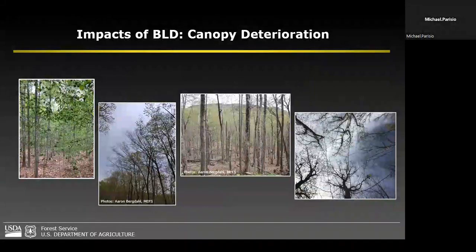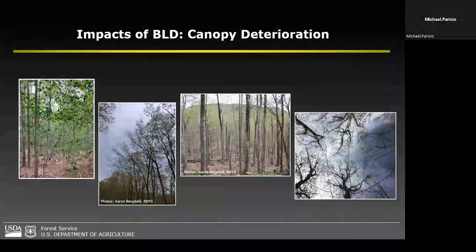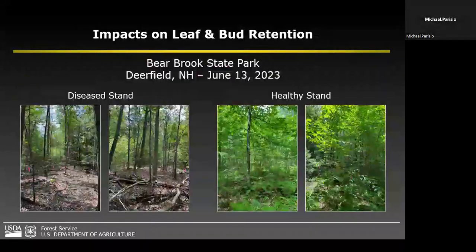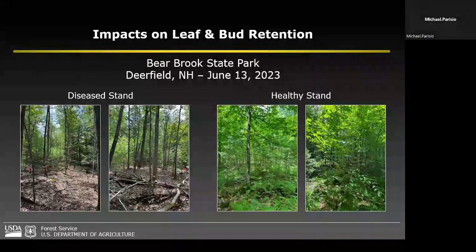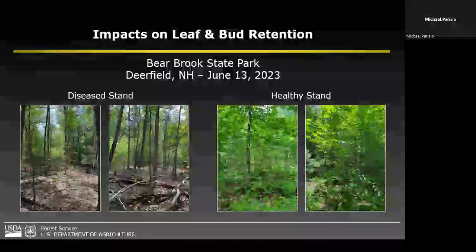So this is stepping back. This is looking at what some of those impacts you might expect to see more on the macro level. Very thin crowns resulting from multiple years of infection from this disease. And this is more of a shot of the understory changes you could expect to see. So not surprising to experience large changes in the understory light environment. This has implications for regeneration in stands like this.